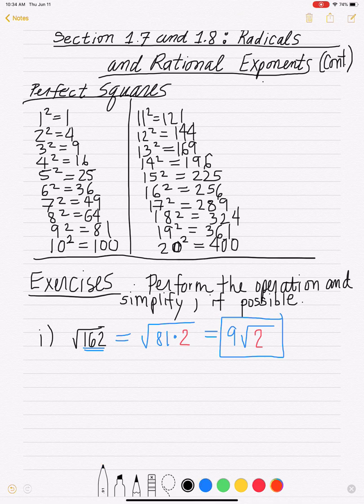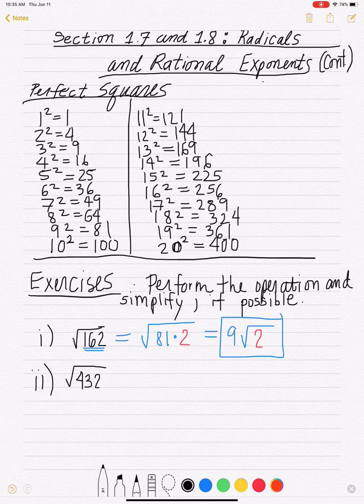All right, let's do another. Let's say I have the square root of 432. So this one might be a little tricky. So what do you do? 432 is not going to be a perfect square. Turns out it's not.